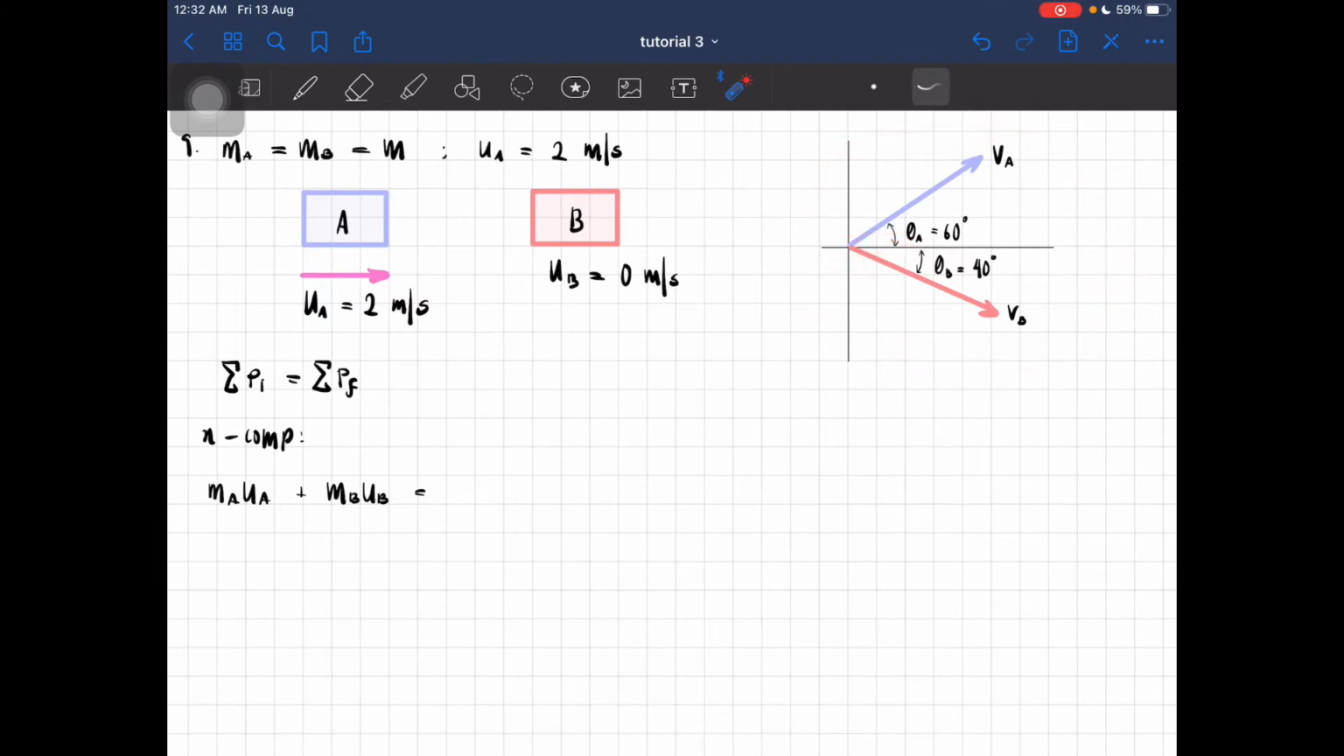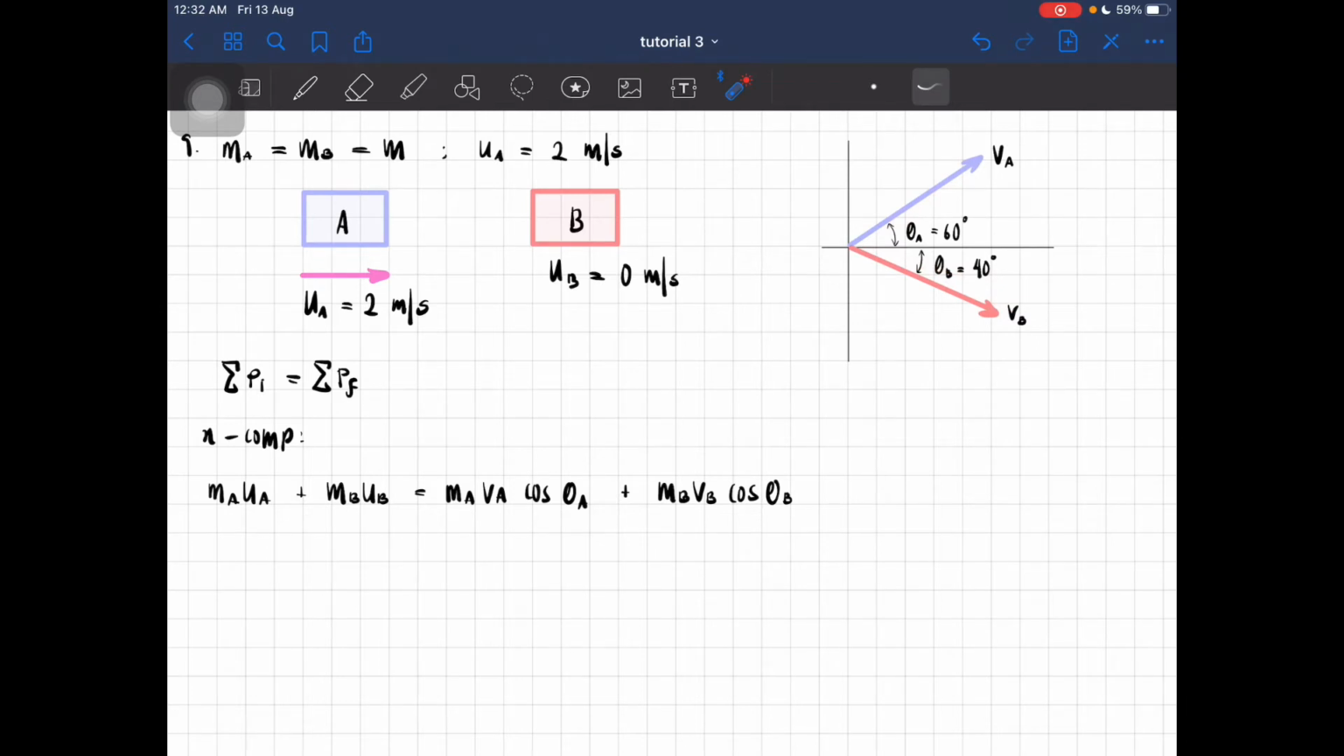So what we do is we are going to resolve this. So MA VA, resolve this into the x direction. We have the angle from the horizontal, so we are going to use cos theta A, and then plus MB VB cos theta B. Now both are pointing to the right, so it's going to be positive.